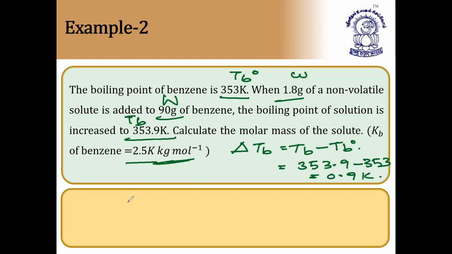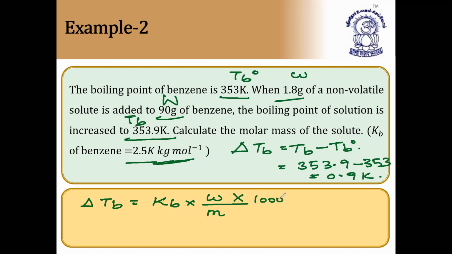So now delta TB is equal to Kb into molality. Directly I am writing the formula: small w, that is weight of solute, by molecular weight of solute, small m, into 1000 divided by capital W, the weight of solvent. This is the formula for finding molality. So straight away you can substitute.